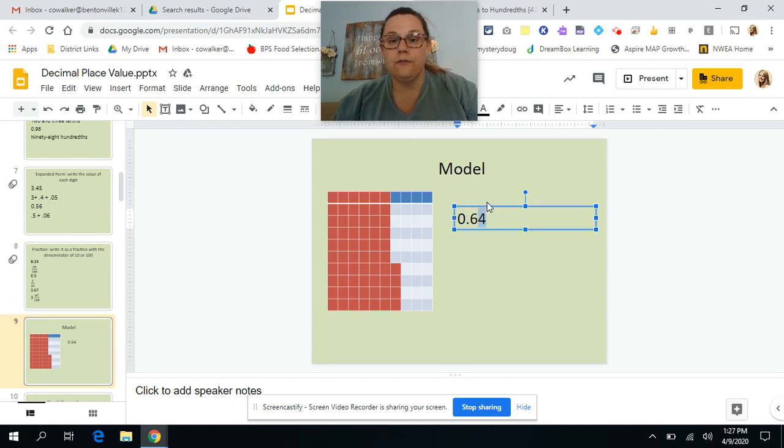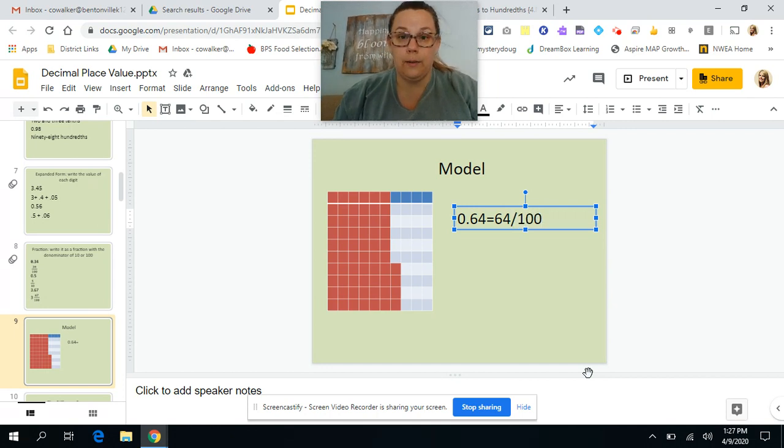Now, if you were to do that as a fraction, what would it look like? I'm going to give you a second to look at that. You'd have 64 hundredths. So that's what that place value would be.